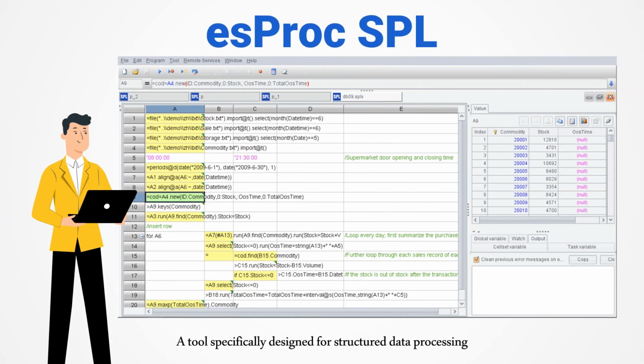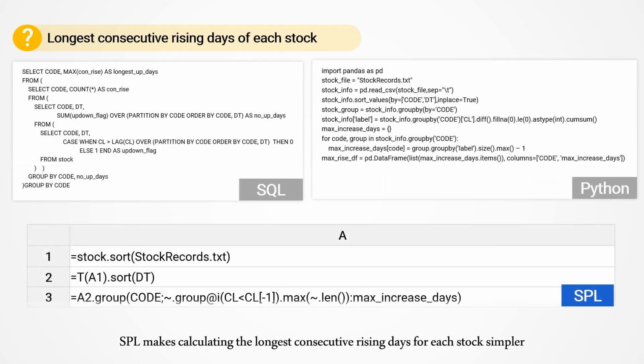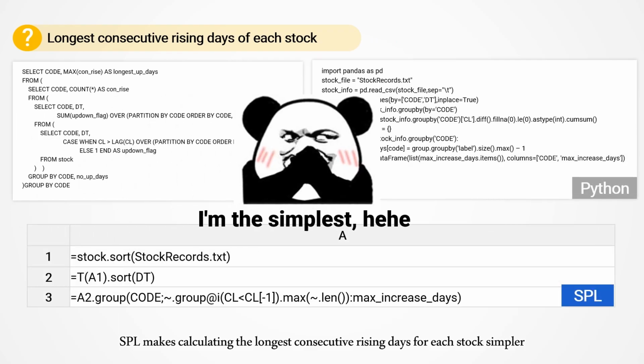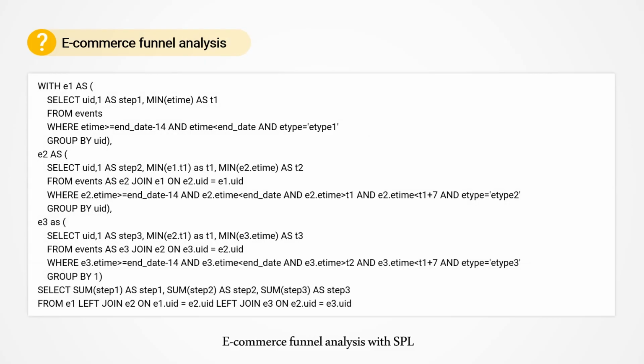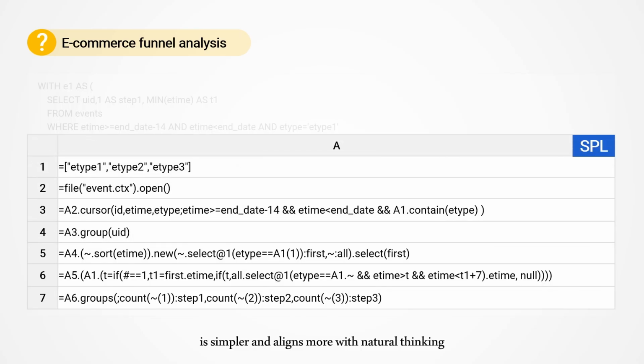SPL. A tool specifically designed for structured data processing, SPL is the formal language of SPRC, characterized by its conciseness, ease of understanding, and convenient debugging. It supports big data and delivers high performance, fundamentally addressing limitations of SQL and Python. SPL makes calculating the longest consecutive rising days for each stock simpler, eliminating any loop statements. E-commerce funnel analysis with SPL is simpler and aligns more with natural thinking.